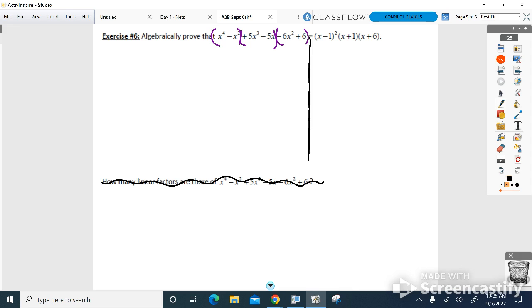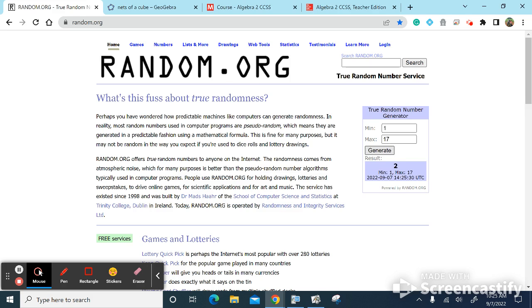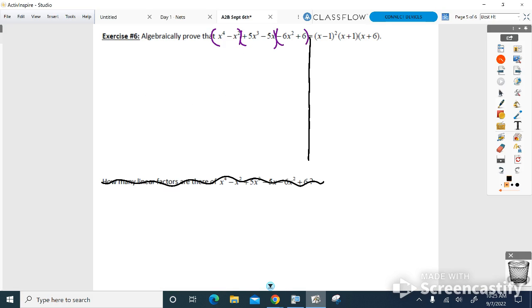What do you want to take out of the first grouping? X to the 4th minus x squared. What do you want to take out? 2? X squared. Darn right you will. What are you left with? X squared minus 1. Nice job putting the 1 in there.